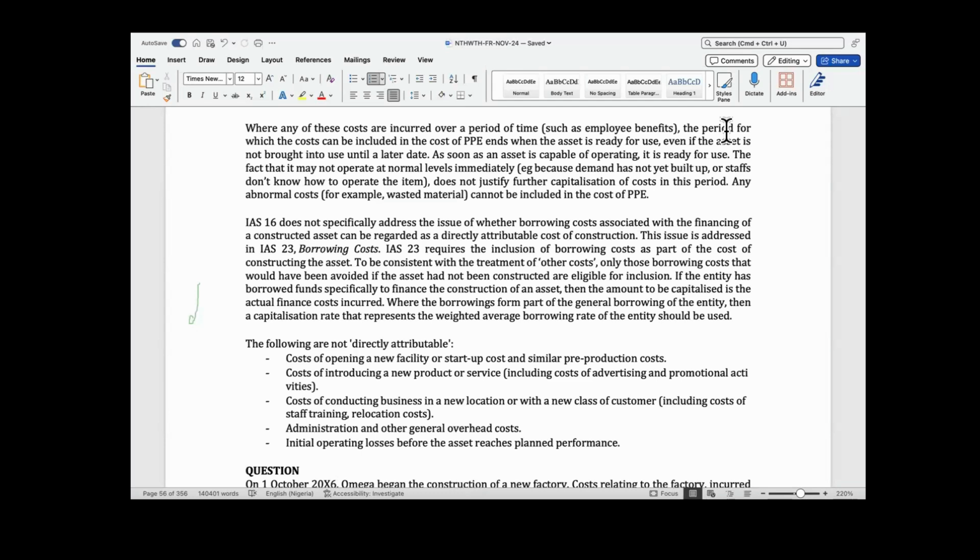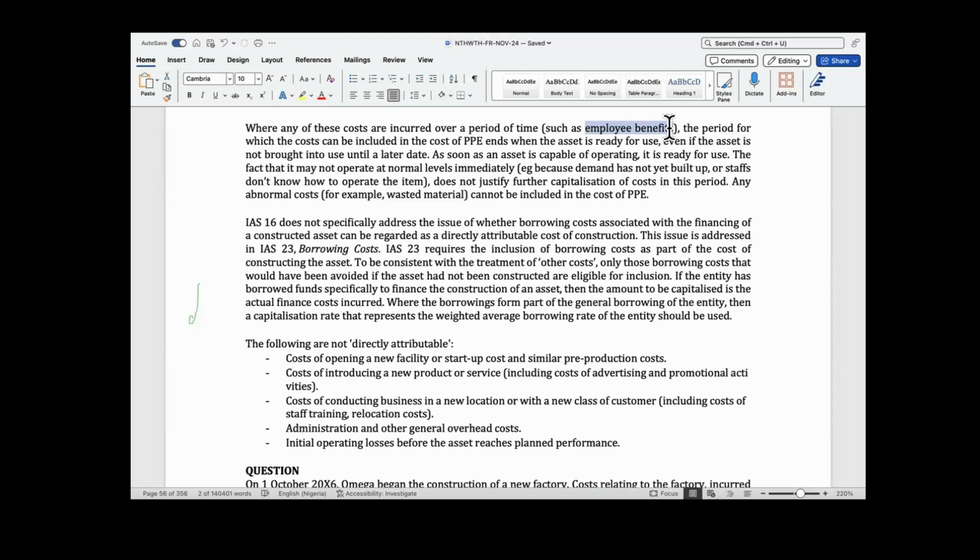There are some costs that will be incurred, for example employee benefits and staff costs. I mentioned that only the portion that relates to the days the person was involved in getting the asset ready is what you would put as part of the cost of the asset. Then further on, you expense it. That applies to any other costs that you incur continuously.